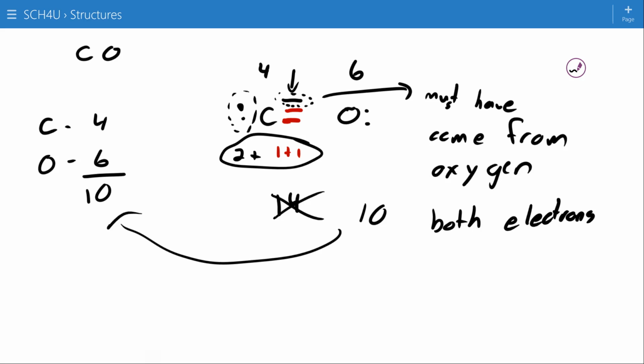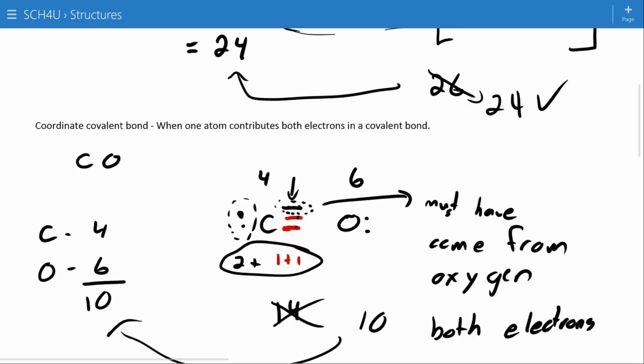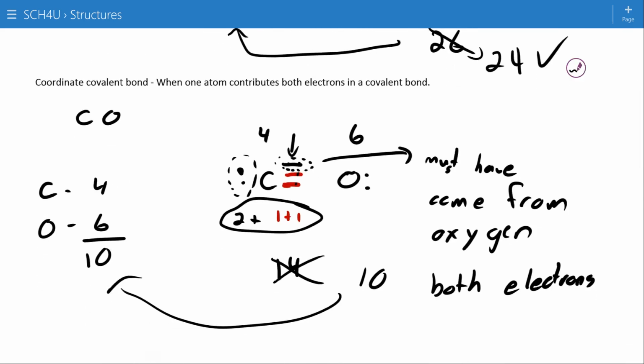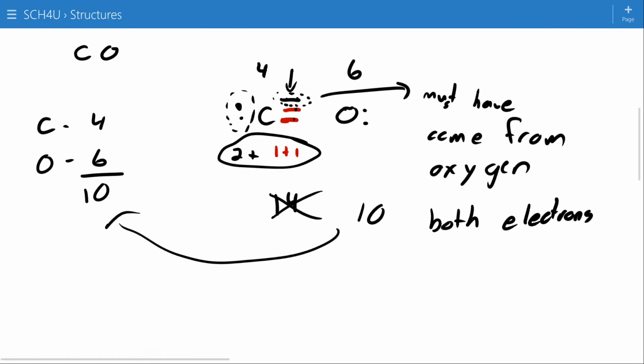And when it does happen, it's a pretty unstable situation. Again, if I count the oxygen electrons, 1, 2, 3, 4, 5, 6, and you can see that he's contributed both of the bonds there. So that's what a coordinate covalent bond is. It's when one atom contributes both electrons in that covalent bond.